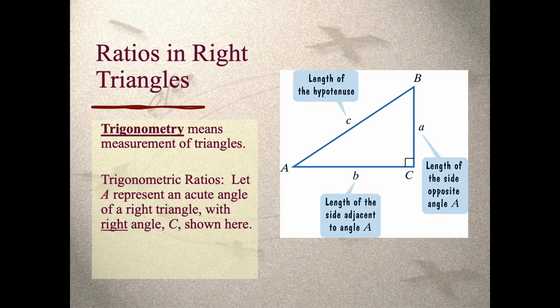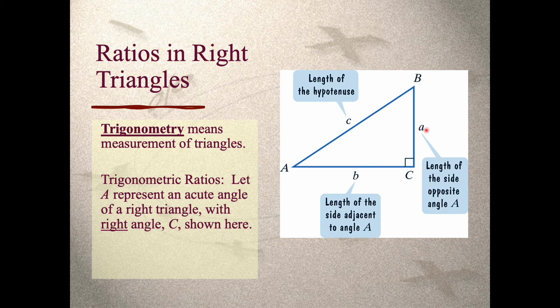And so we want to create trigonometric ratios. Remember, a ratio is a comparison of two things. So if you take a look at this triangle, and if you have the handout in front of you, you've got the picture of your triangle ABC. Capital letters are used to label the vertices of each triangle. Lowercase letters are used to label the lengths of the sides.